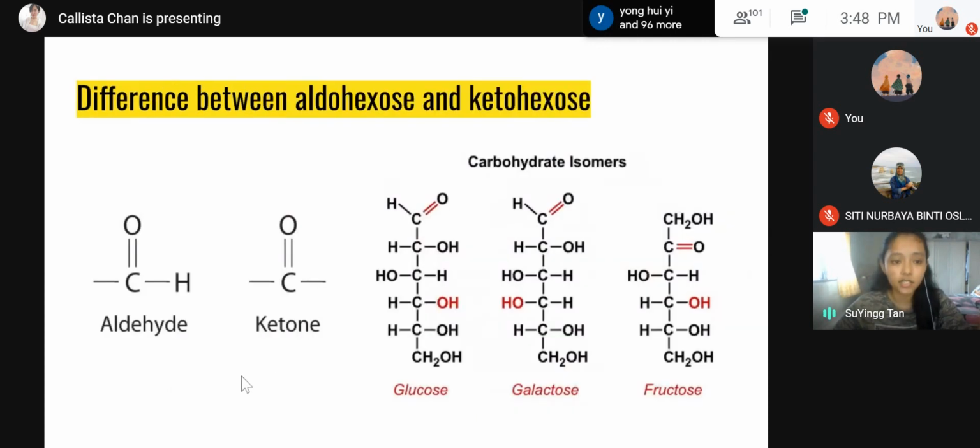Here's the difference between an aldohexose and a ketohexose. If you do not know what an aldehyde group and a ketone group are, let me explain. Both aldehyde and ketone groups are considered carbonyl groups. A carbonyl group is actually a C double bonded to an O.